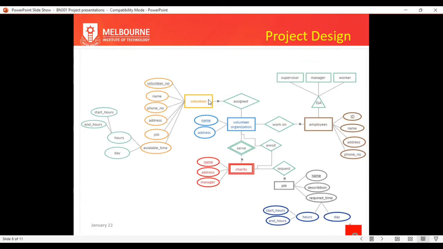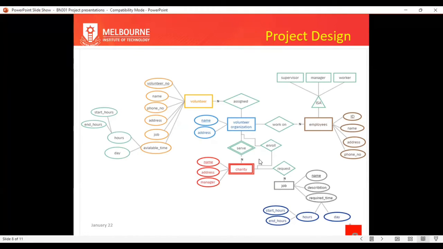So we'll work on a project design based on our volunteer numbers, name, phone number, address, job, available time. So it will also look for hours, how many hours the volunteers gonna work, their starting hours and their ending hours. So the volunteers will be assigned on the volunteer organization by their name and address. So we look for the place from where we can get most of the volunteers, then we will serve.